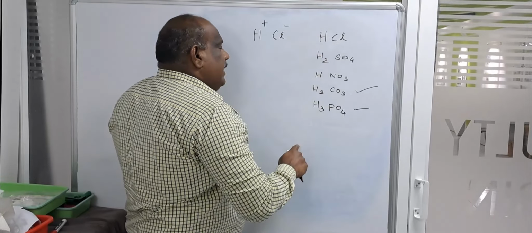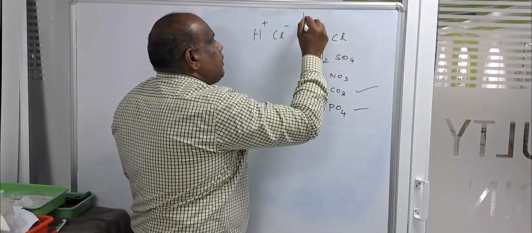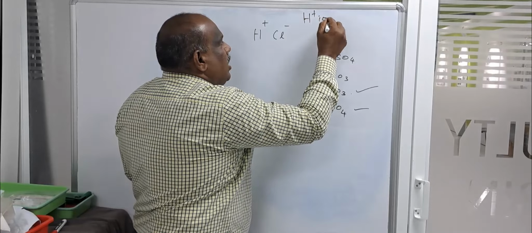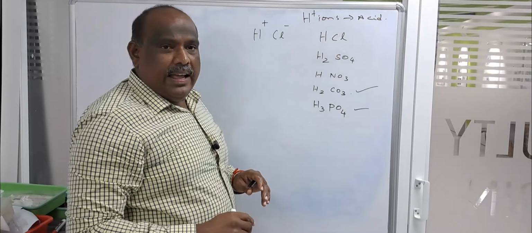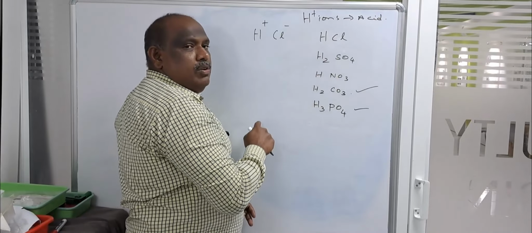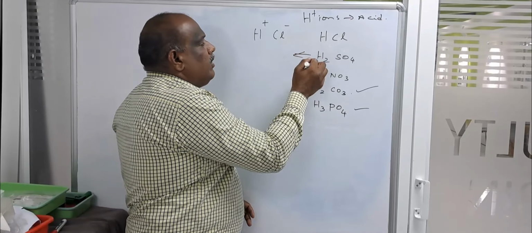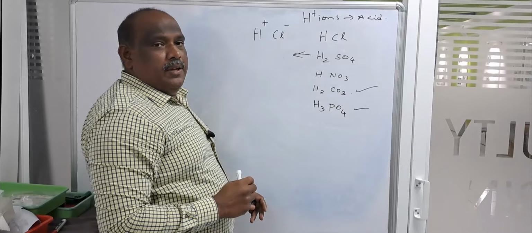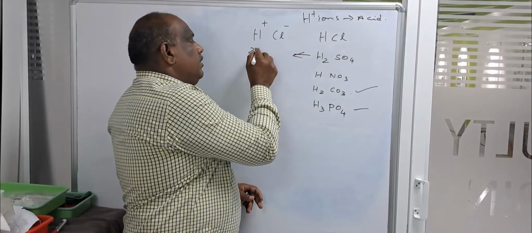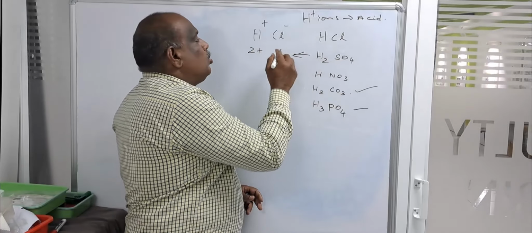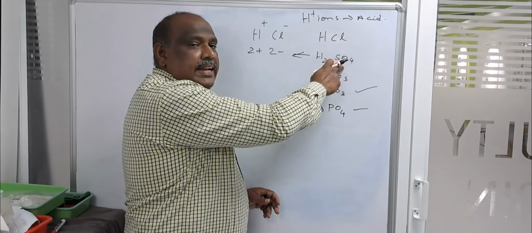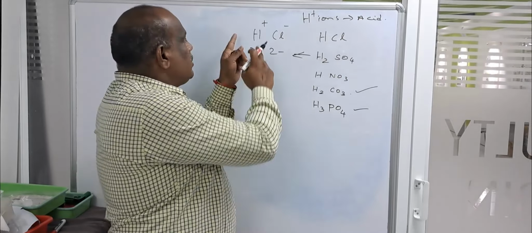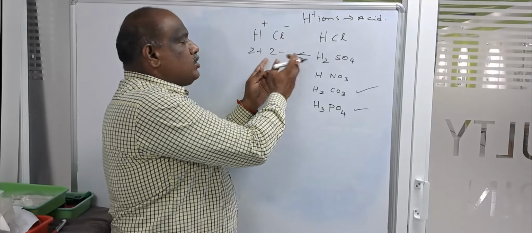So, all the acids have H plus ions. If there's an H plus ion, it's called an acid. Now, H2SO4. What is the charge of hydrogen? 2 plus. Very good. What is the value of SO4? 2 minus. Even though we say sulfate ion 2, this is positive and this is negative, so overall it becomes 0. Here also plus 1, minus 1, 0. Here plus 2, minus 2, 0.